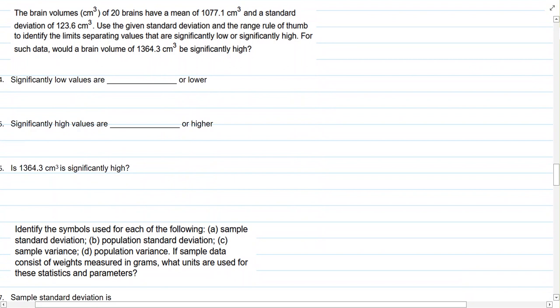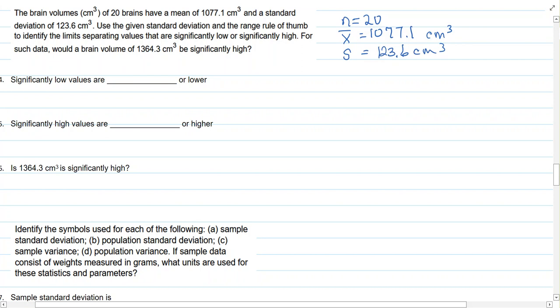Excuse me. The brain volumes in centimeters cubed, because it is volume, of 20 brains. So our N is 20. We have 20 brains that they're looking at. Have a mean, and this is a sample, so it's an X bar, of 1077 and 1/10 centimeters cubed. And a standard deviation, so that's a small s because it's a sample, of 123 and 6/10 centimeters cubed.